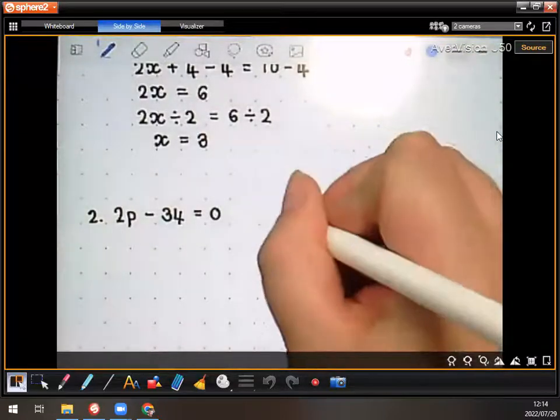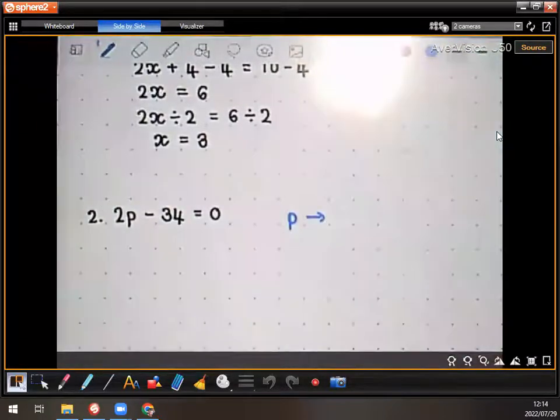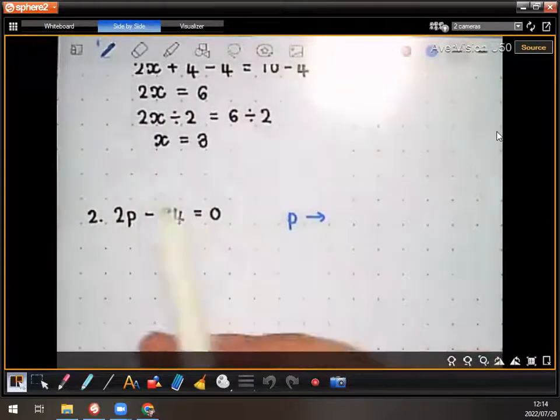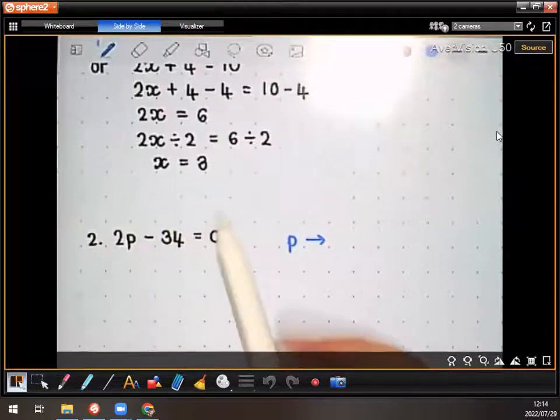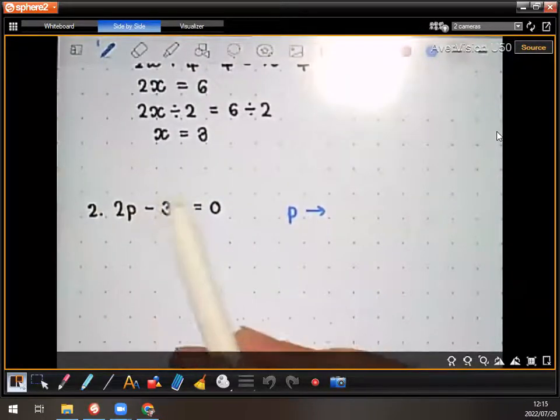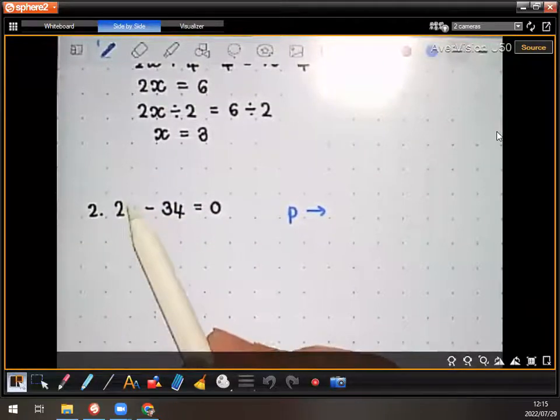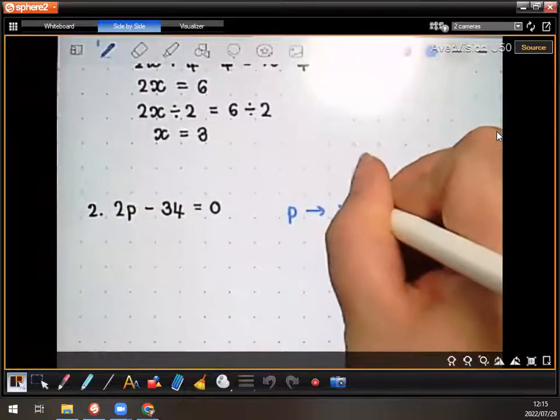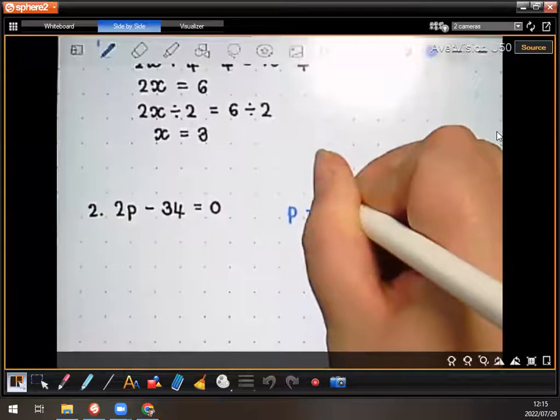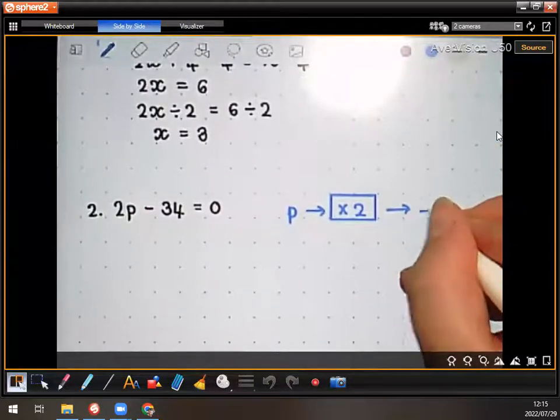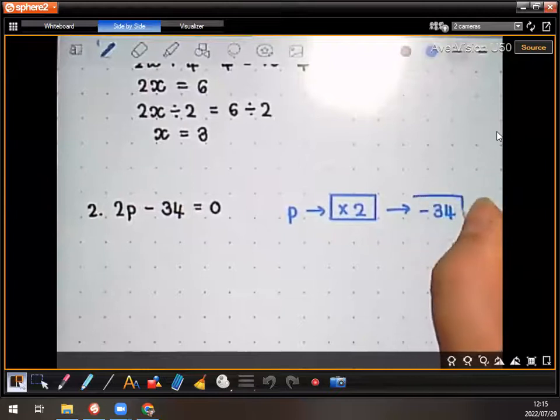So let's quickly set up our tree. Oh, why do I keep saying tree diagram? Sorry, because I'm doing that with my team. We need to set up our flow diagram. Right, so p is the variable, so that's the input value. Now, guys, if we're looking at this equation that we have here, what am I doing to p first? Am I first multiplying it by 2, or am I first minusing 34 from p? First multiplying by 2, hey? So 2 times p, and then you minus 34. All right, so the first operation on this side is times 2. And then the second operation is subtracting 34.